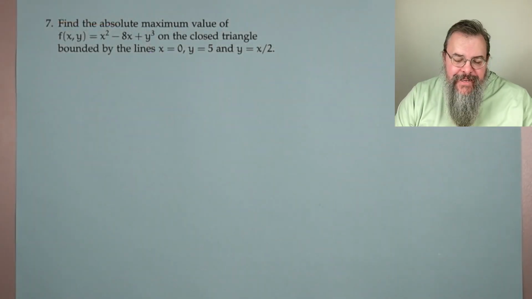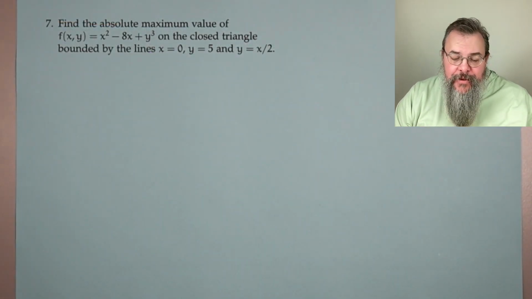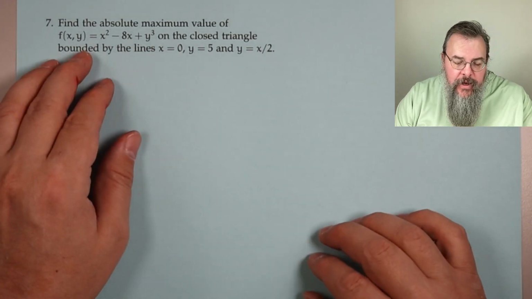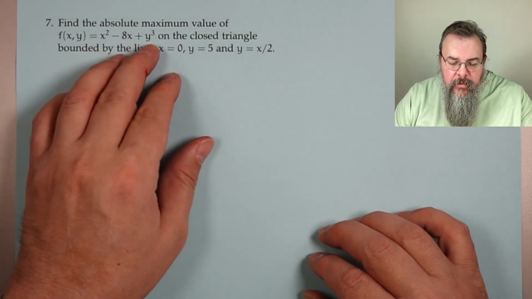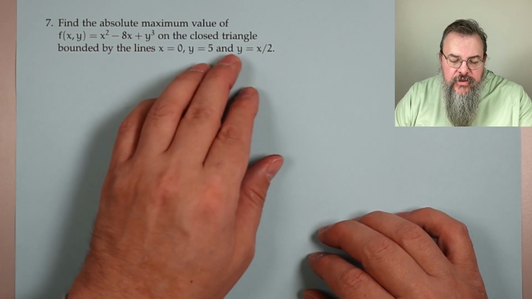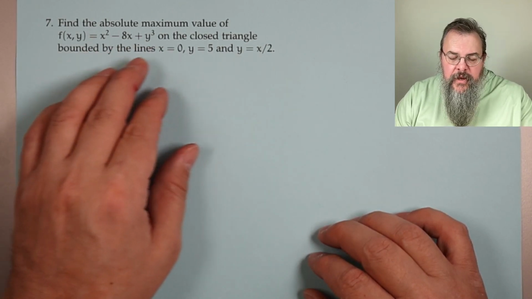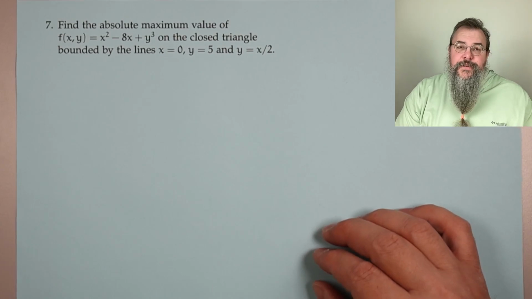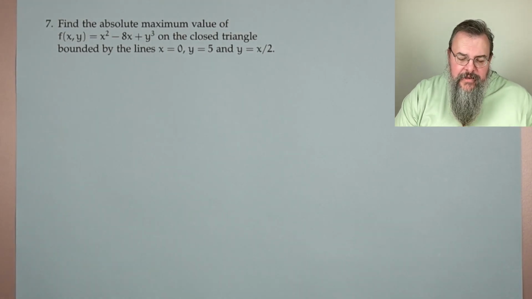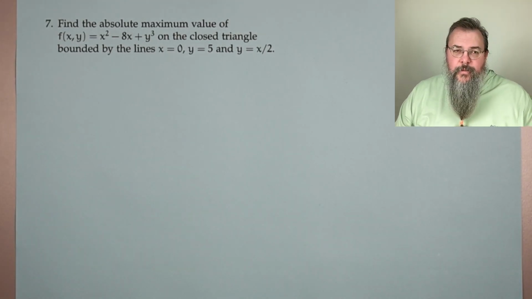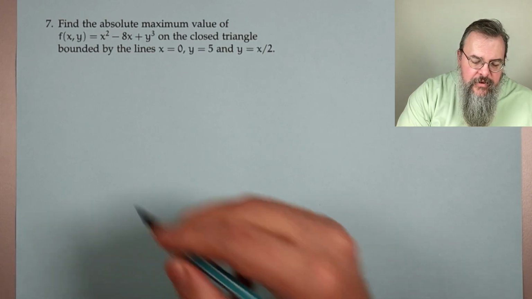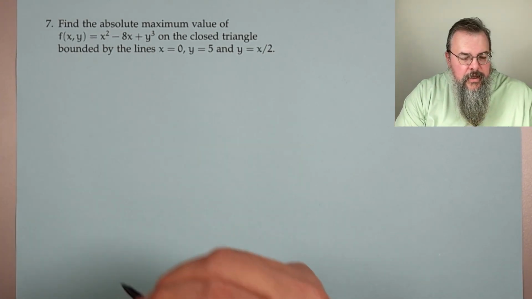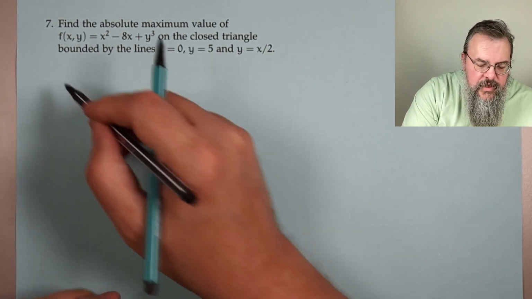All right. Find the absolute maximum value of the function f of x, y, x squared minus 8x plus y cubed, on the closed triangle bounded by the lines x equals 0, y equals 5, and y equals x over 2. All right, so let's sketch what our region looks like. I should draw my axes first.